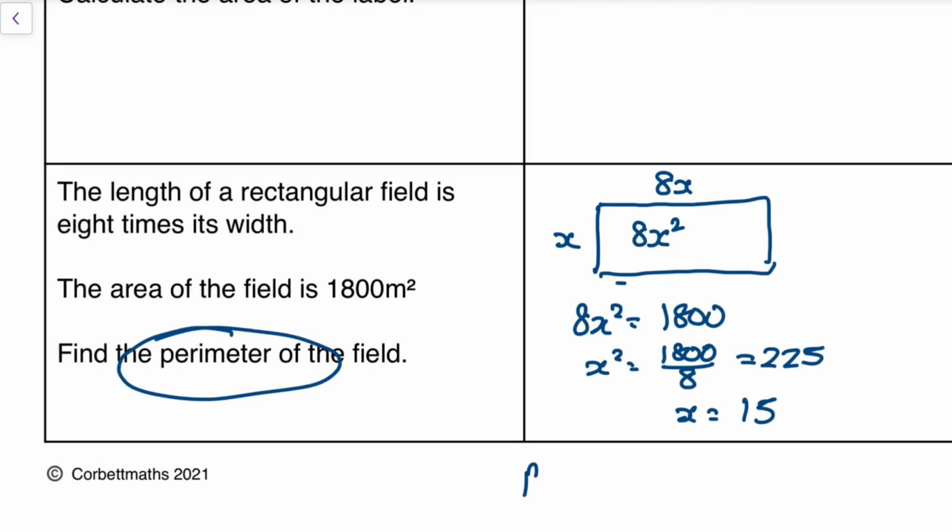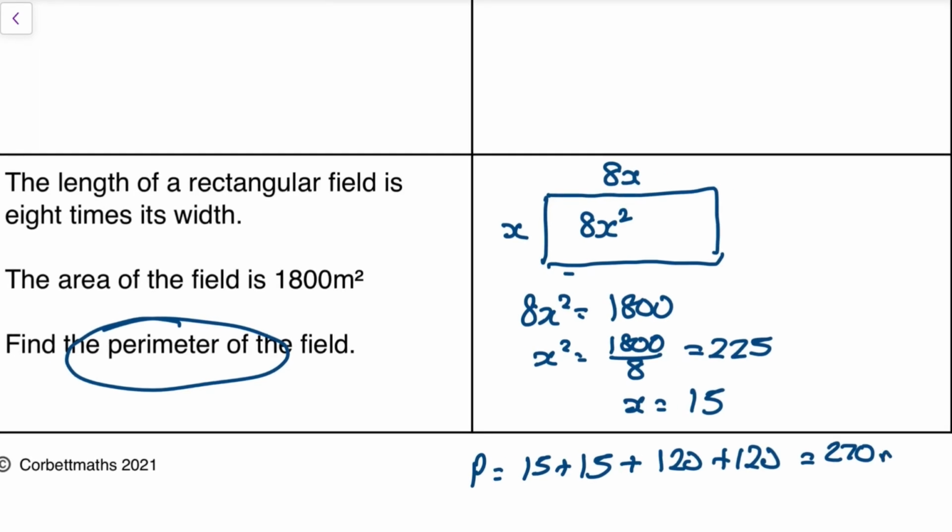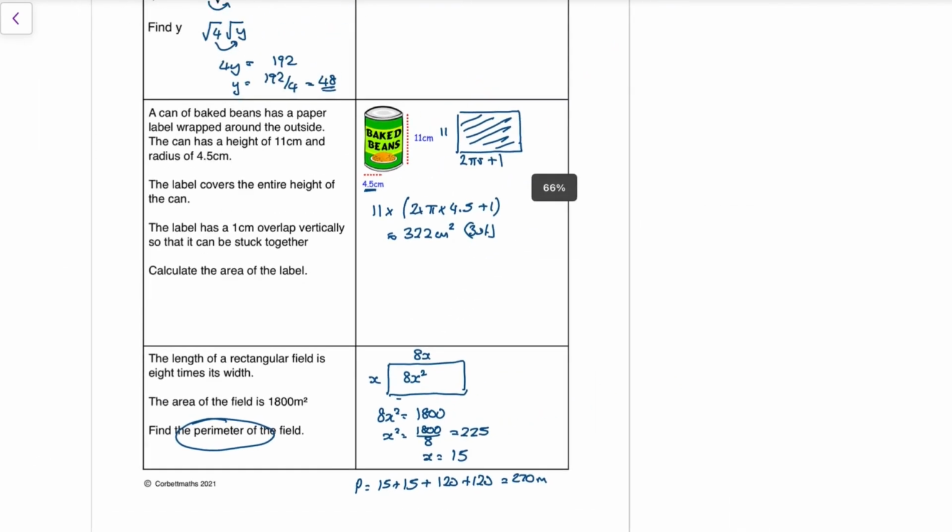So therefore the perimeter is going to be 15 plus 15, the two widths, plus 8 times 15, which is 120, plus another 120 at the bottom. Either way, in a calculator or not, I think it's going to be a non-calculator question, I guess, because it's difficult but not too difficult. So 120 plus 120 is 240, plus 30 is going to give me 270. What are my units? I'm working in meters, so 270 meters. And that is it, question done.